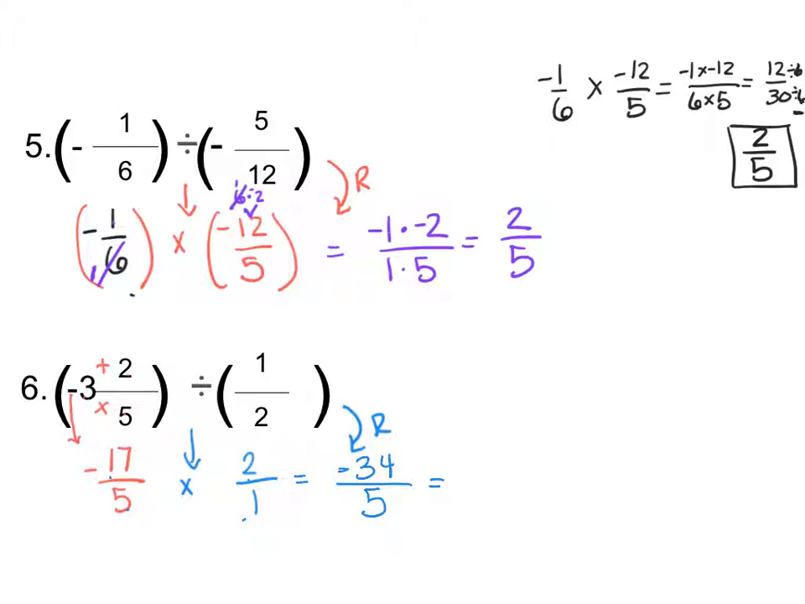So how many times does 5 go into 34? That is 6 times. So if you wanted to, you could do division if you wanted to show that. So 6, sorry, that should be a 5.